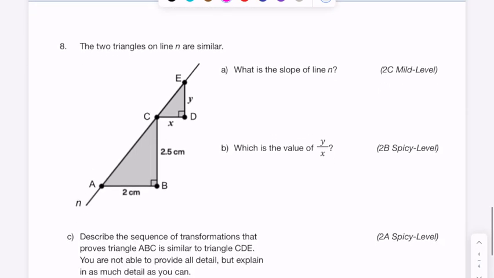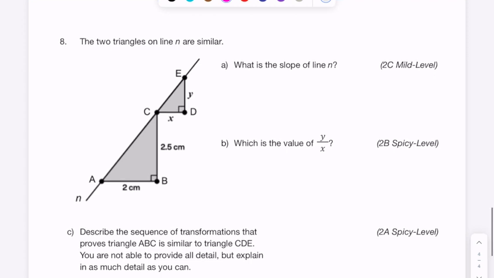All right, last question, although it has 4 parts, and definitely the most challenging is question 8. So we have 2 triangles. The 2 triangles on line N are similar. What's the slope of line N? Okay, so this is a basic slope question, the mild question for slope. To find the slope of the line, you pick any 2 points that are on the line, you create the slope triangle, right? And then we do this same thing.